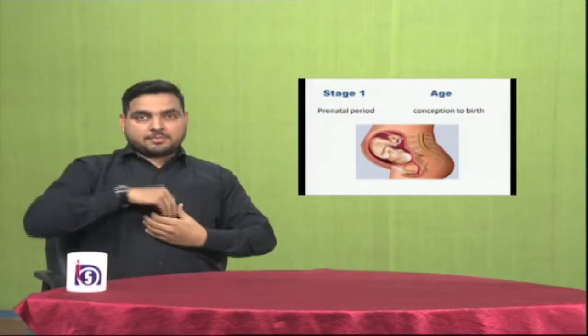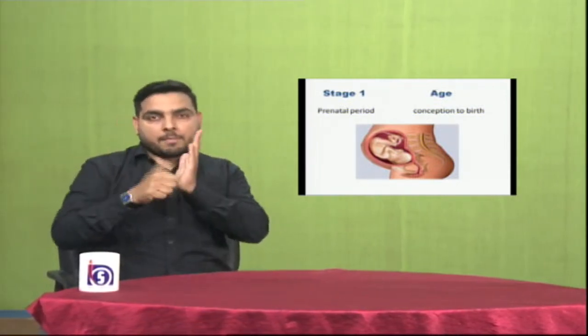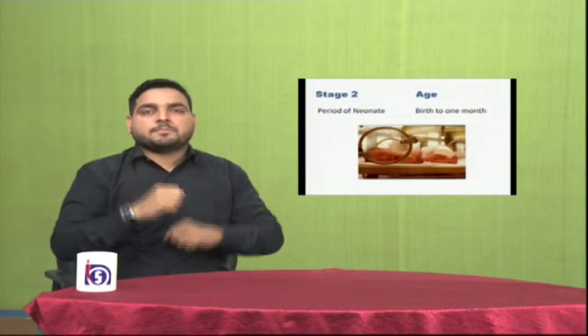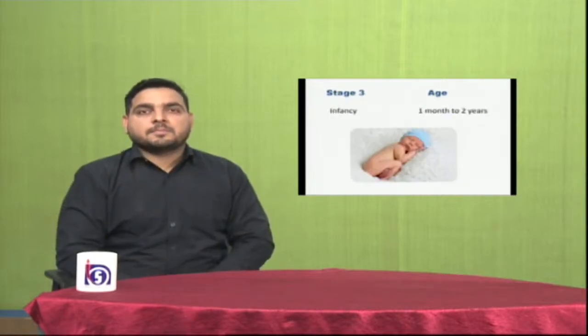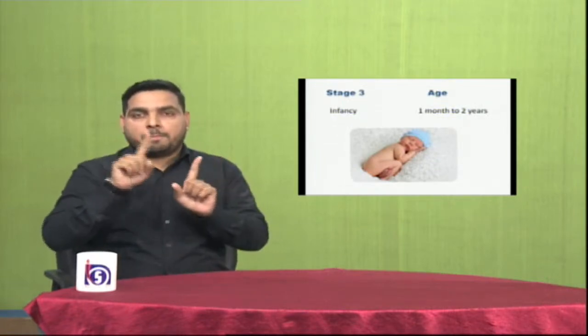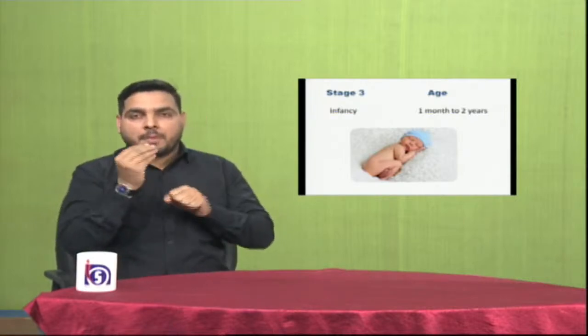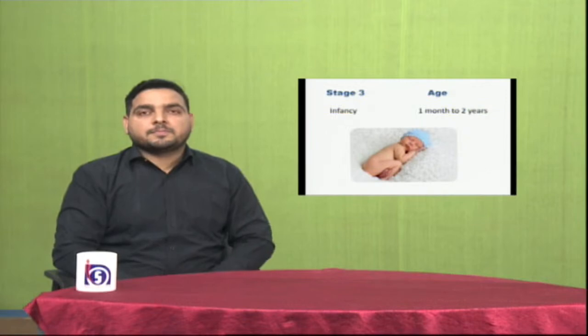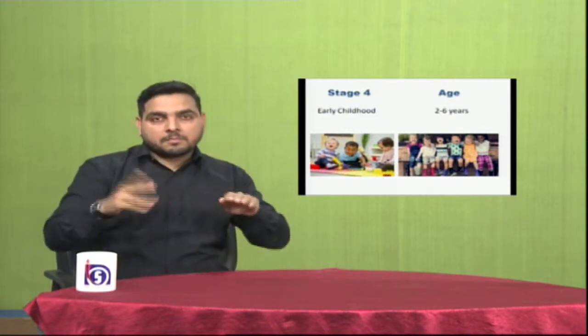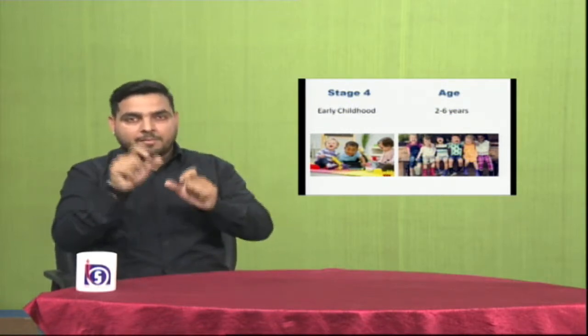Stage 1, that is prenatal period. Stage 2 is the period of neonate, that is age birth to 1 month. Stage 3 is infancy, that is age 1 month to 2 years. Stage 4, that is early childhood, that is age 2 to 6 years. The kids grow up, they play, they start walking around, making friends.